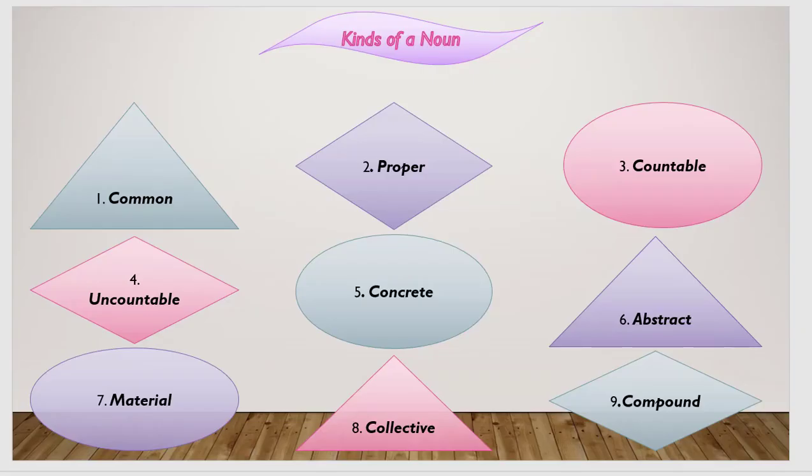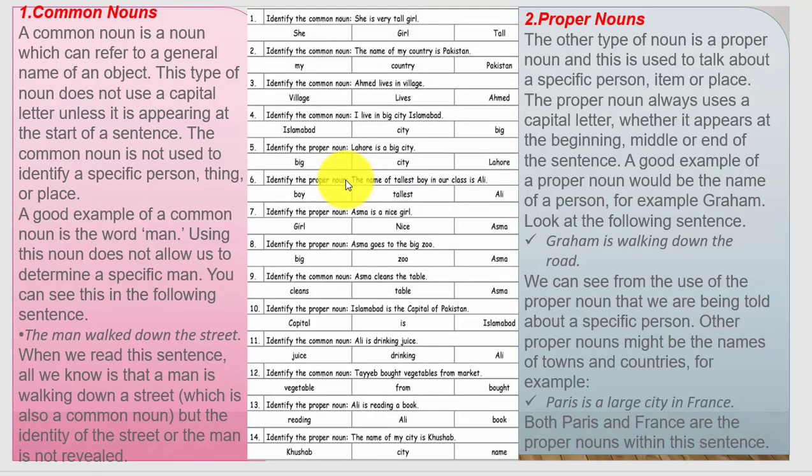So now let us see the different kinds of a noun. A noun can be a common noun, a proper noun, a countable noun, an uncountable noun, a concrete noun, an abstract noun, a material noun, a collective noun, or a compound noun. So these are the different kinds of a noun. Let us see what is a common noun.